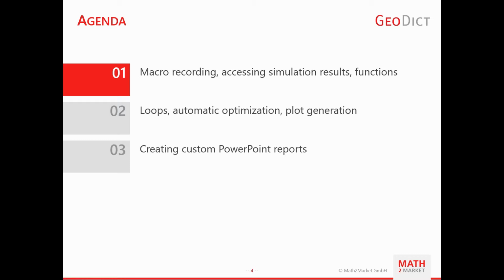In the first part, we're going to be recording a macro which generates a simple fiber geostructure and runs a flow simulation. We will then extend that macro in order to access the produced GDR file and extract the permeability value from it. We will then learn how to reorganize that macro into functions in order to make it easier to reuse for the following steps. In part 2, we are going to be looking at loops, at automatic material optimization, and at plot generation. In the third part, we will put all of this together and create custom PowerPoint reports from your simulation results.